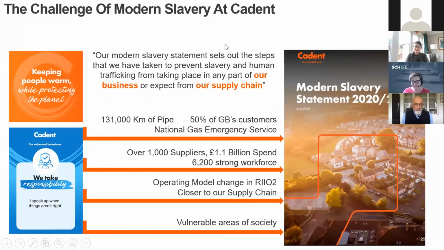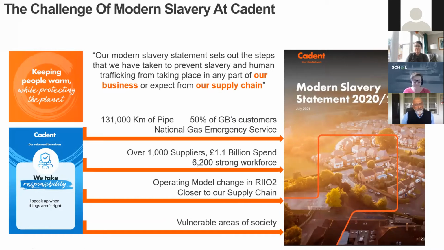So this is all about Cadent, but it is very much in the context of modern slavery. You might see some of the numbers in the middle of the screen and think, oh, this is just Cadent trying to tell everybody how big they are. But that is not the case. Every single line item there has a very relevant meaning in terms of what we're discussing today.